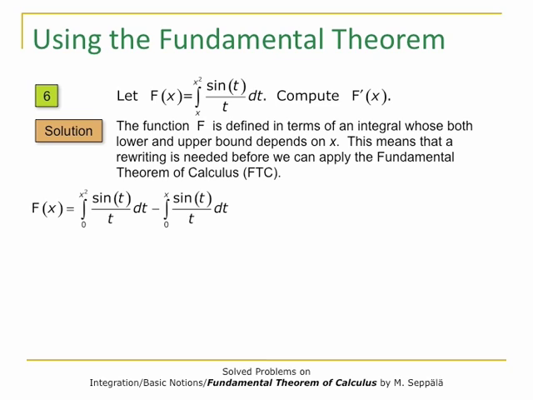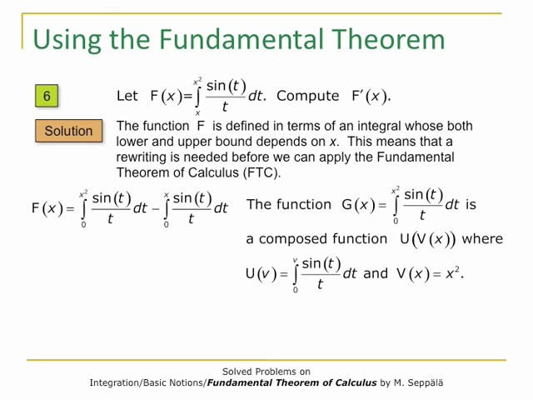And the rewriting is the following. Capital F at x is, by the properties of integrals, the integral from 0 to x squared of sine of t divided by t dt minus the integral from 0 to x of sine of t divided by t dt. To compute the derivative of this difference requires the use of the fundamental theorem of calculus. By the fundamental theorem of calculus, the derivative of the integral from 0 to x of sine of t divided by t dt is simply sine of x divided by x.